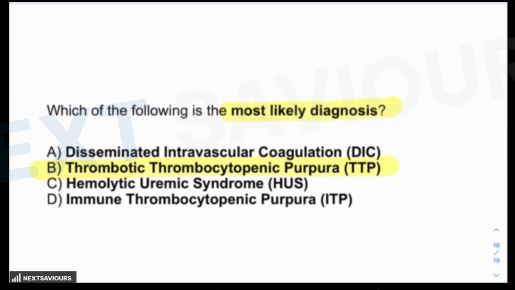thrombocytopenic purpura. And you can very easily rule out the other options also, like why is it not HUS? Because of absence of acute kidney injury. Why is it not ITP? Because of the features of MAHA, like schistocytes and LDH, they are present. Why is it not DIC? There is no such clinical feature presented in case of disseminated intravascular coagulation.